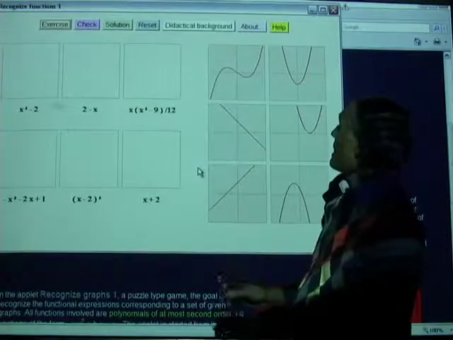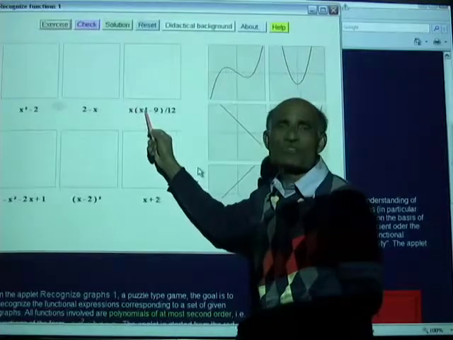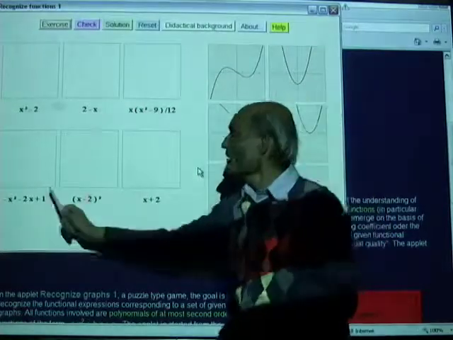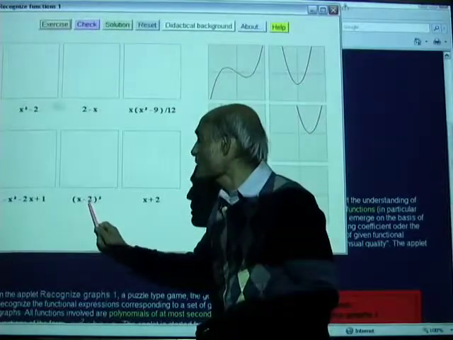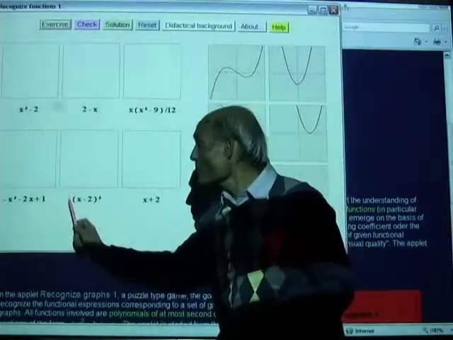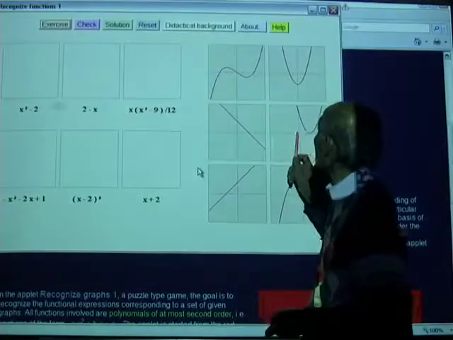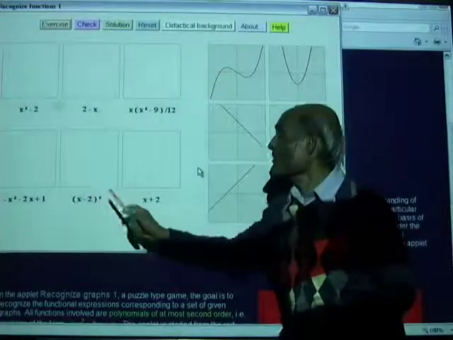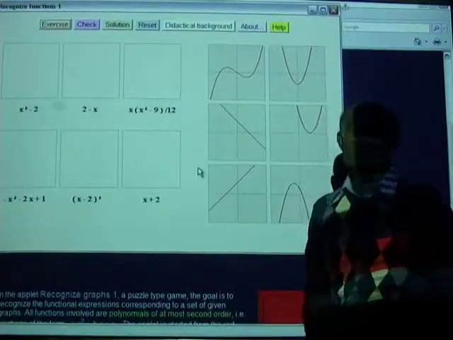Alright, how about this? I'm going to ask you to leave it because we haven't actually talked about this kind of graph. And also that one. 2 of them we are going to leave. How about x minus 2 all squared? X minus 2 all squared. A shift of 2 units to the right of the graph of x squared. And finally, x plus 2.